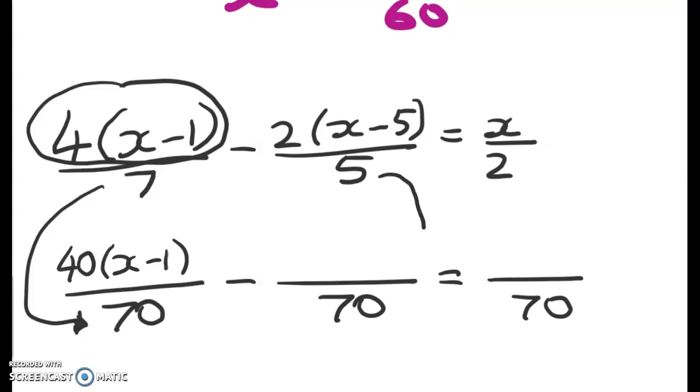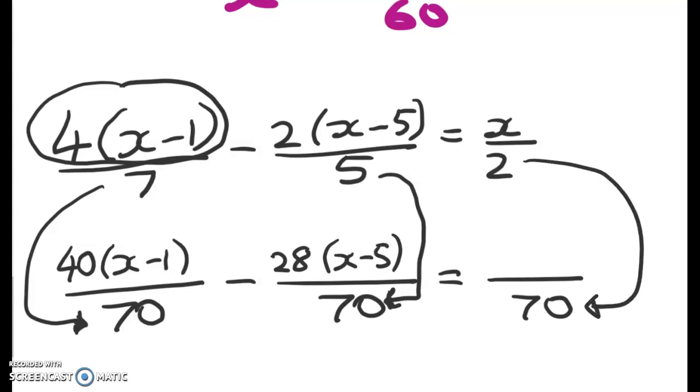Right, what did I do to the 5 to get to 70? I times it by 14. So here I'm going to have take away 28 times (x minus 5). What did I do to the 2 to get 70? I multiplied it by 35.